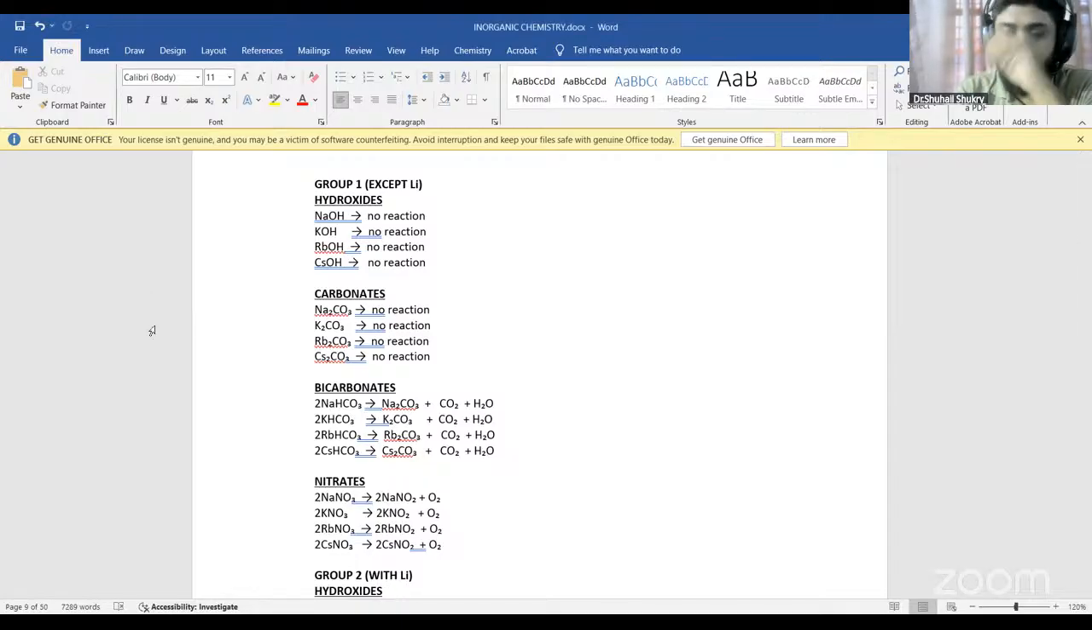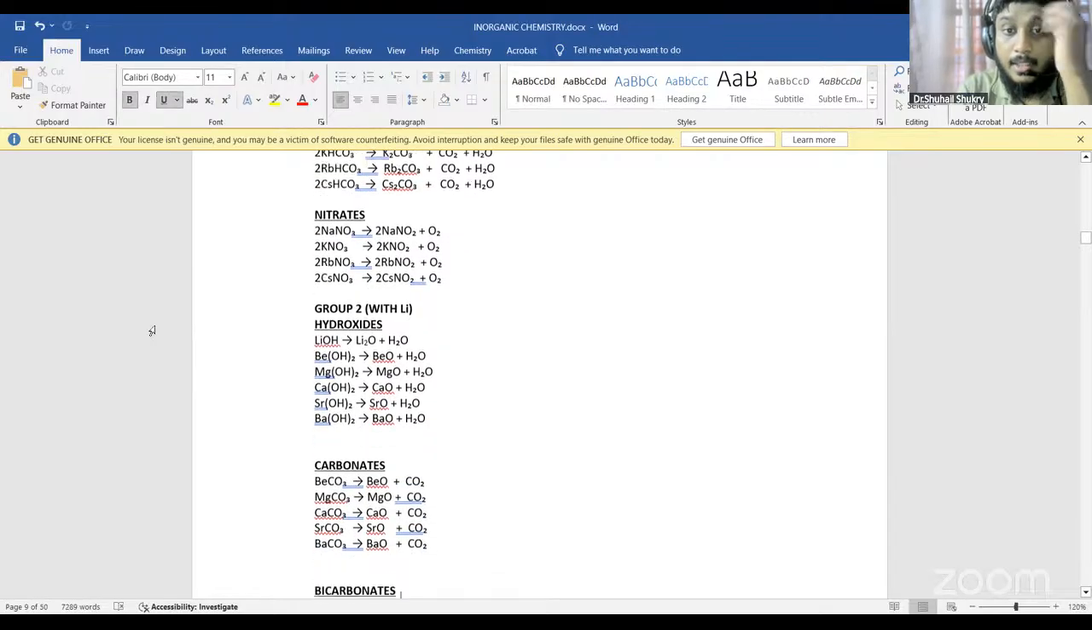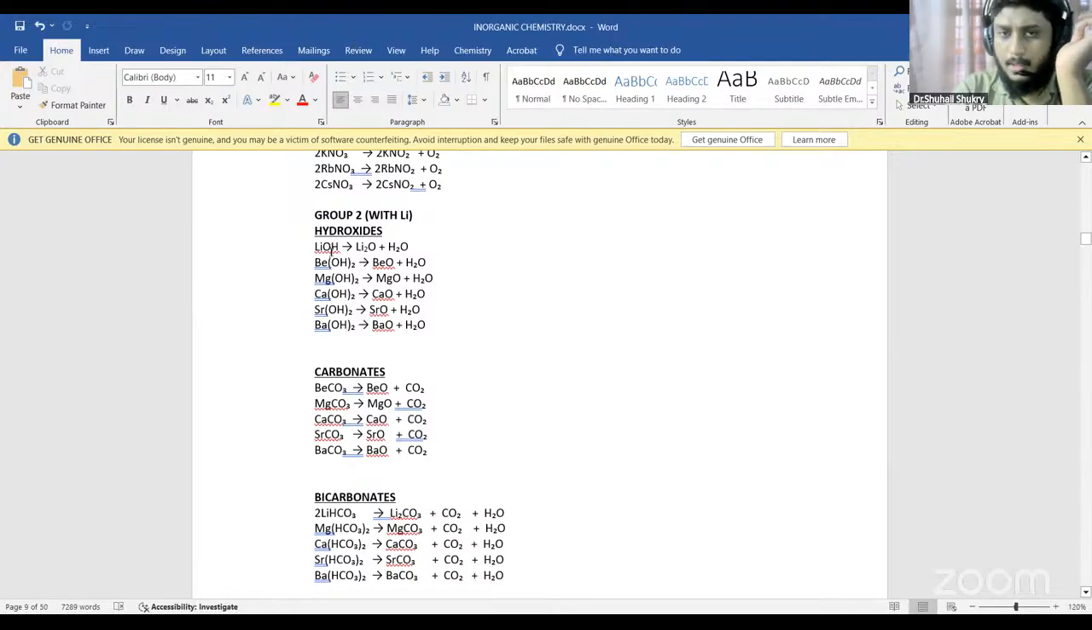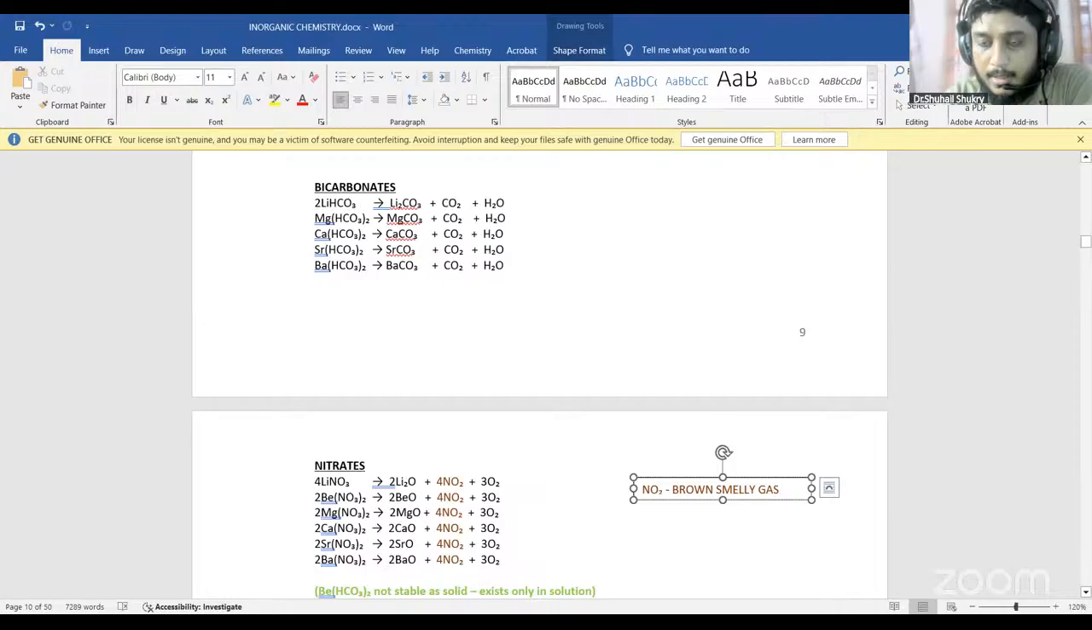Now say this, the next one. Now group two: when you are heating, what happens? Group two hydroxide and group two carbonates break into oxide and water, and the carbonate becomes oxide and carbon dioxide. The bicarbonate will go to carbonate, carbon dioxide and water, same as group one. And the nitrates? What happens for nitrates here? It's completely different. A brown smelly gas, a brown gas.